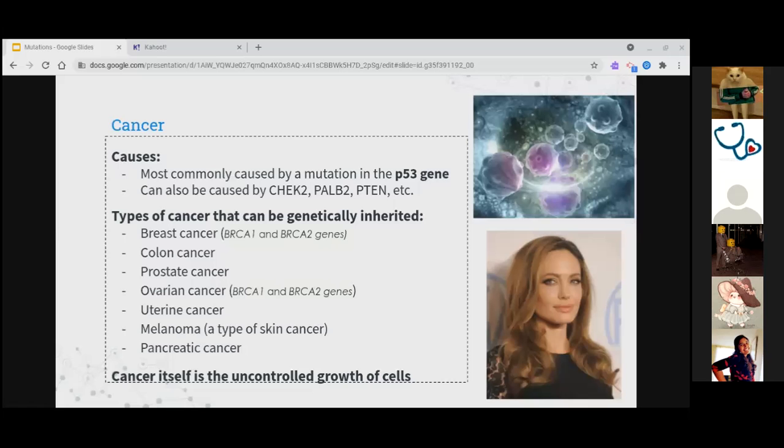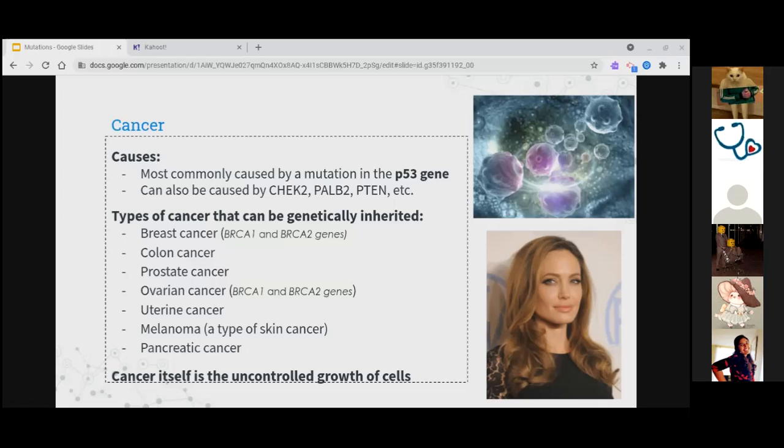So now we'll be talking about cancer. More than 50% of all cancers are caused by a mutation in a gene called P53. The p53 gene is very important because it is located in the cell nucleus and it plays a key role in controlling cell division and cell death. If the gene is damaged, it can't control the growth of cells, and this leads to cancer.